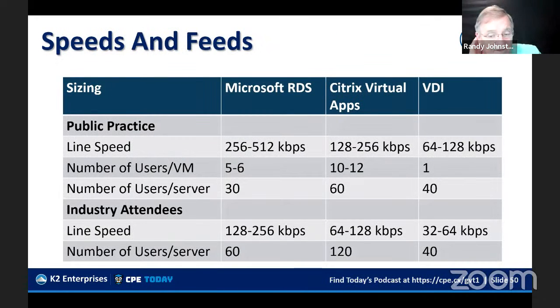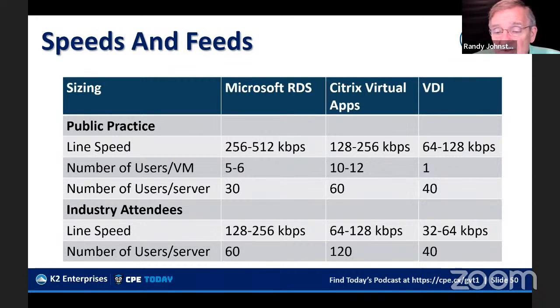Now, there's a couple of speed considerations. For those of you who are attending today who are in public practice, your speed requirement, I think, is greater. Industry attendees, we don't want to waste your time, but your performance requirements day to day are not as great. So for public practice, we recommend normally a line speed of 256 to 512K per user. For Citrix virtual apps, 128, 256 is enough. And for VDI, 64 to 128K is plenty.